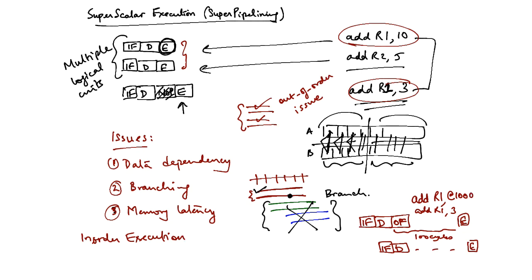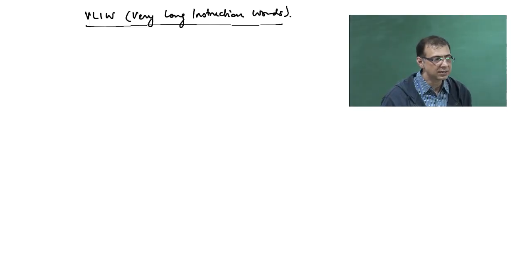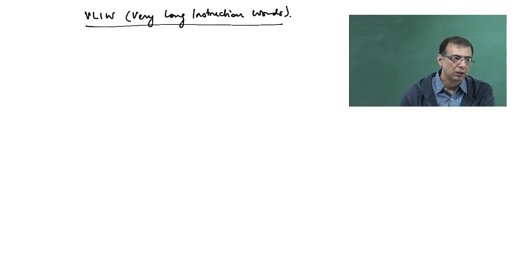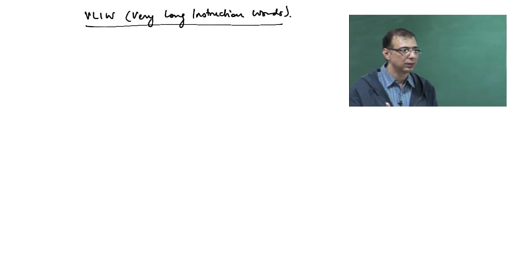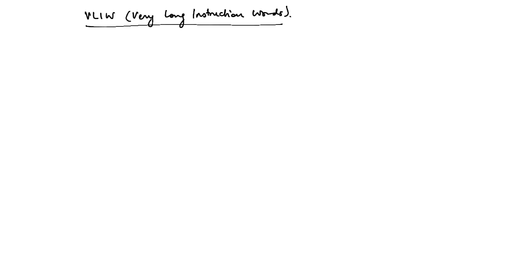So another way of handling the same situation is VLIW, very long instruction words. So what happens here is that just as in the case of superpipelining, you were trying to issue multiple instructions together, but who was determining which instructions can be executed together? All of that was being done by the processor at runtime, right? When it was seeing the code, at that time it was maintaining a window and trying to decide which instructions it can execute together. So that makes the hardware complex, right? That makes the logic complex.